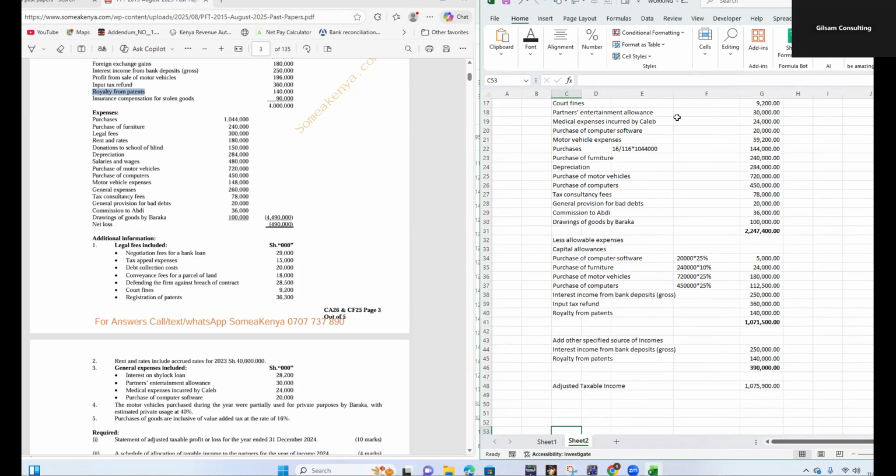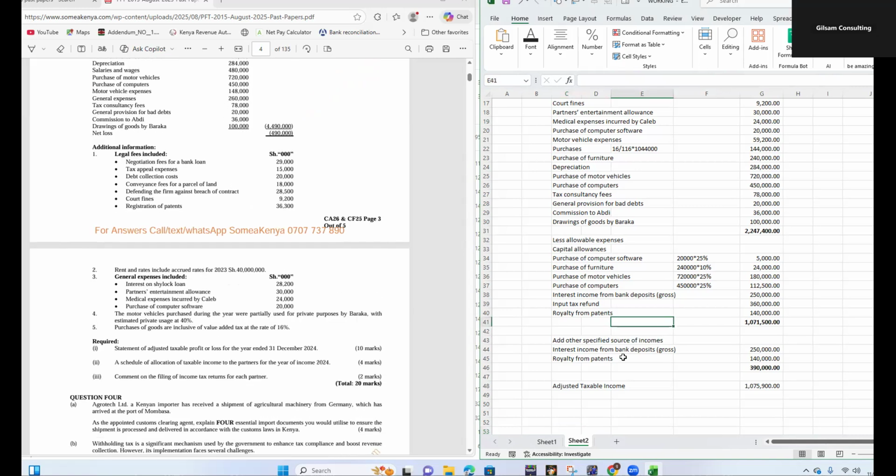A schedule of allocation of taxable income. Payment and the filing of tax. So is this the same as the schedule? The next one, a schedule of allocation of taxable income, to you, the business.